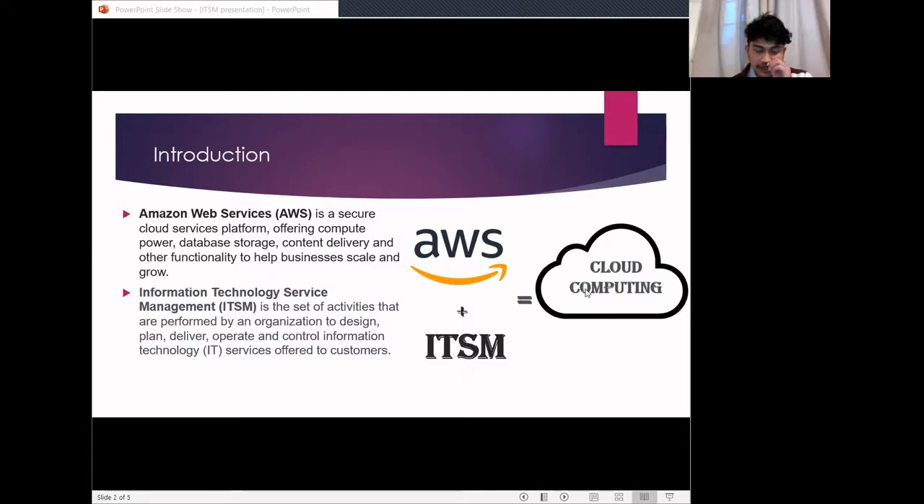And AWS basically runs on ITSM. ITSM means the activities that involve designing, creating, delivering, supporting, and managing the life cycle of IT services. It means ITSM is the process from making our software or services to managing those services.